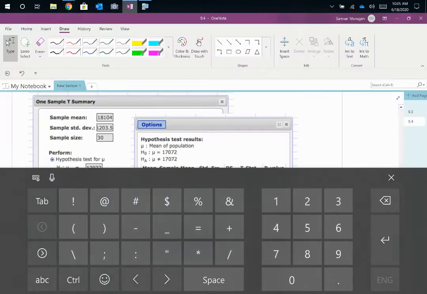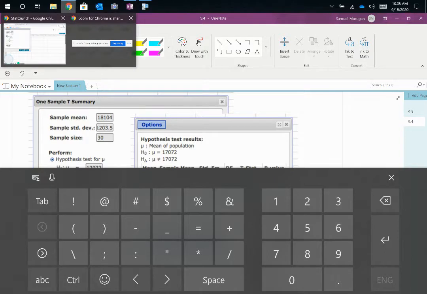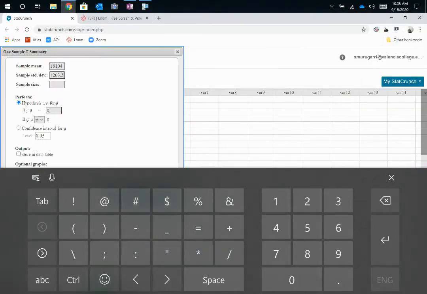Go back here to the problem. I'm missing a number. Oh yeah, the sample size. The sample size is 30.